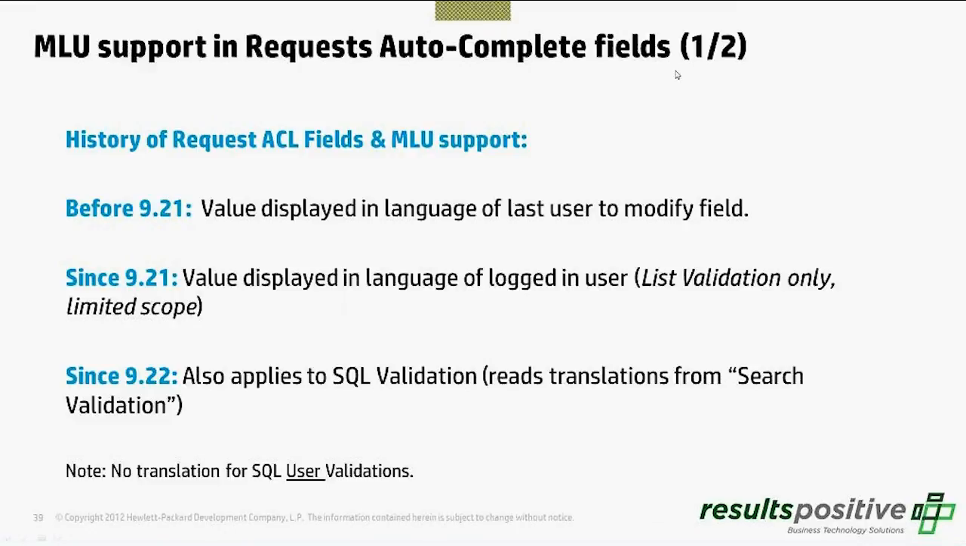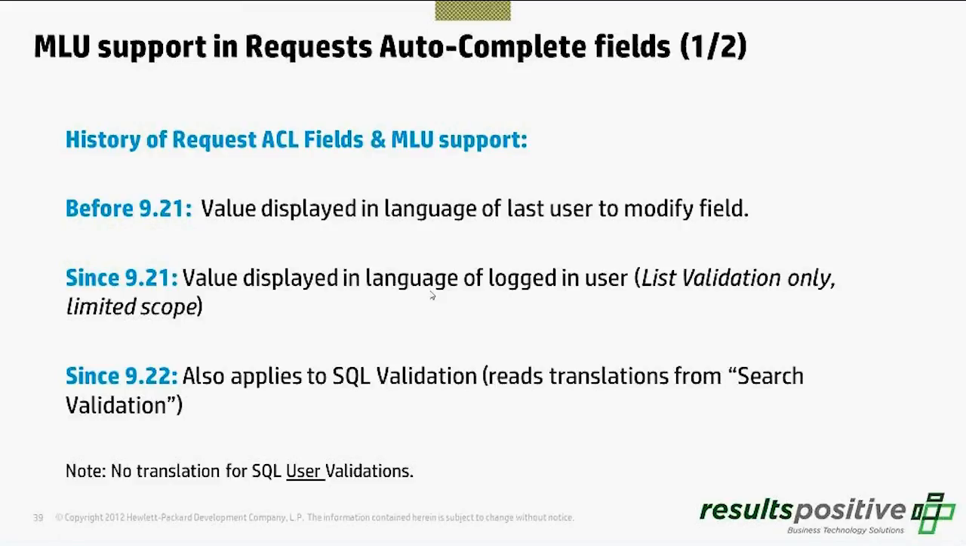I don't know if anybody on the phone is using MLU, but if they are, there's a couple of changes to MLU in 9.2.2 that are pretty significant. Before 9.2.1, if you had an autocomplete list field, the value displayed, regardless of who pulled the request up, was in the language of the last user that modified that field. And in 9.2.1 and 9.2.2 now, it's displayed in the language of the logged in user.